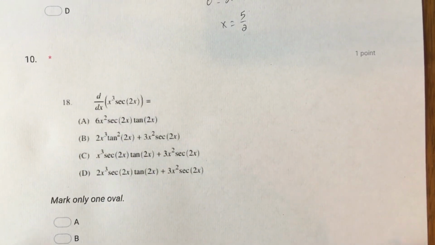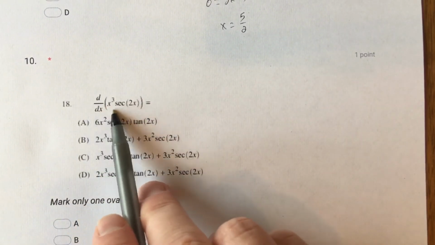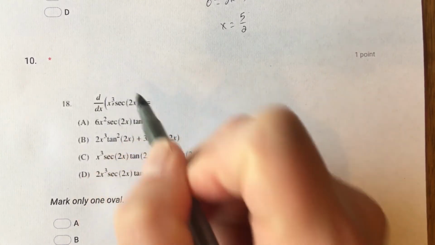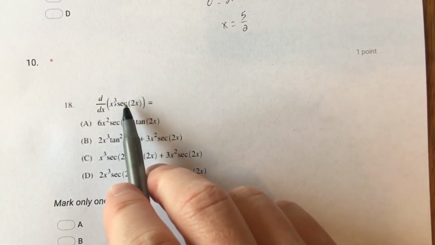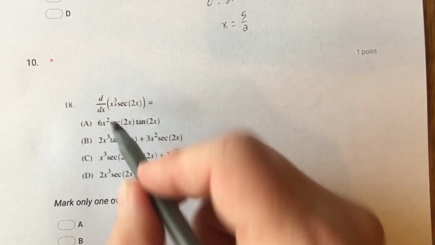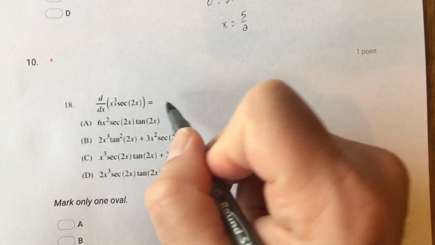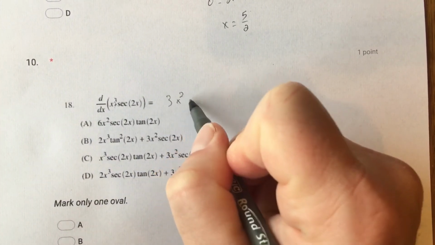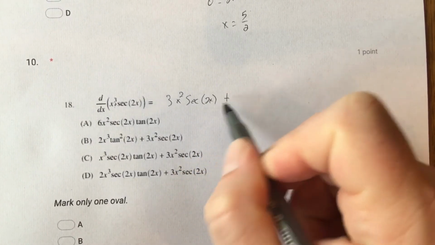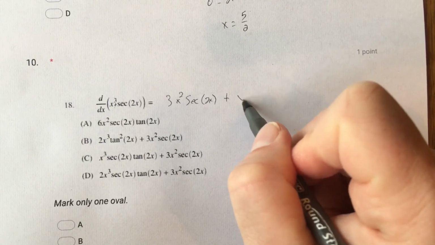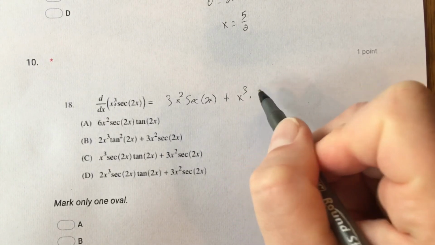Our last one here asked us to do the derivative of this. So it's a product rule to start with, and not a fun one at all with the secant in there. We got to remember what derivative secant was. So we'll start with the x cubed. Derivative of x cubed is 3x squared. Keep the secant as is. Plus, now we'll leave the x cubed as is, times the derivative of secant.